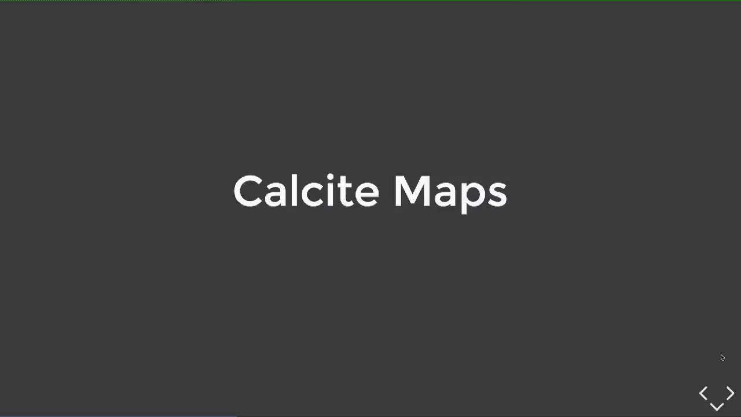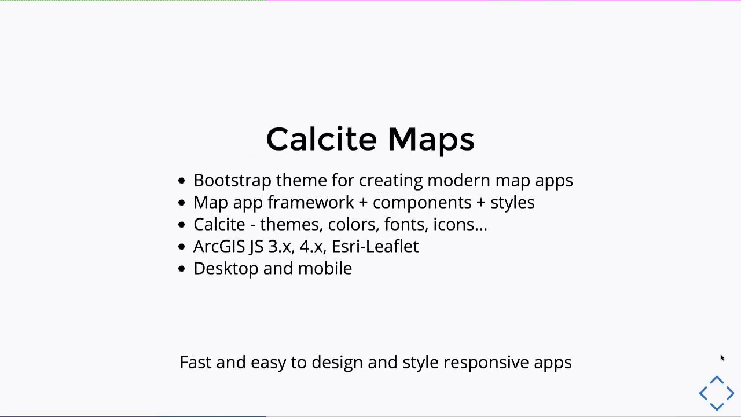All right, so finally, start talking about Calcite in the context of maps. So Calcite Maps is a project that I put together, and it's built on Bootstrap. And it's a very lightweight theme that's designed to help you design modern mapping apps. It's a very lightweight framework, so there's only a couple components to it. It borrows from the design principles of Calcite. So there's square edges, and the color themes and fonts and icons and so forth are all borrowed from Calcite.